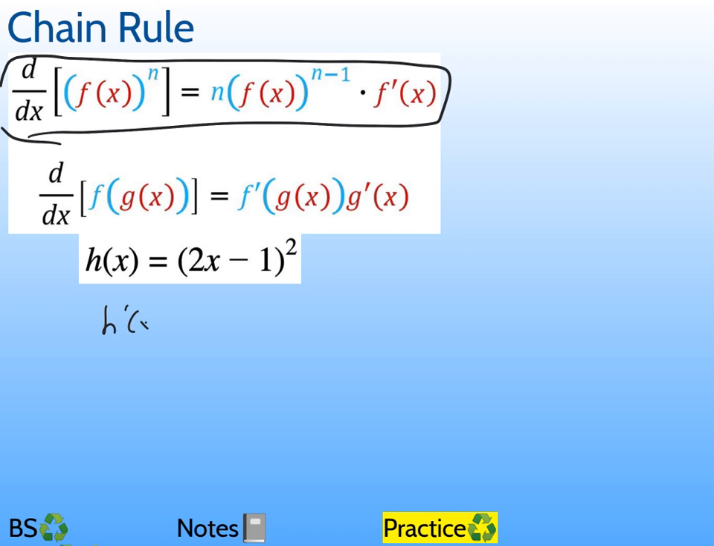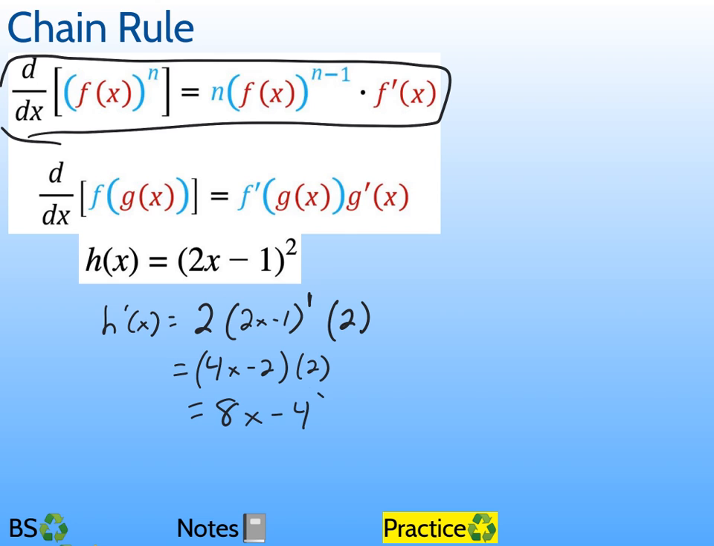So h prime of x. We're going to do 2 times, keep this the same, and then that's to the first, which obviously we'll get rid of. And then we take the derivative of 2x minus 1, which is just 2. So essentially what we have here is 2 times 2x minus 1, which would be 4x minus 2, all times 2, which is 8x minus 4.